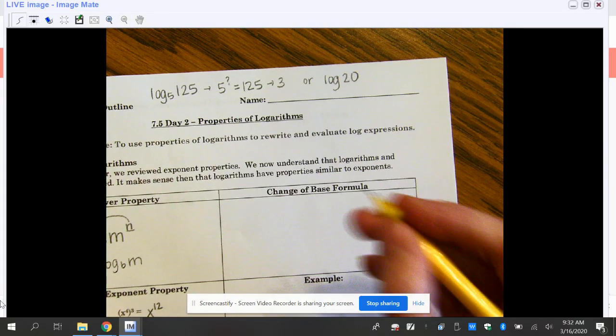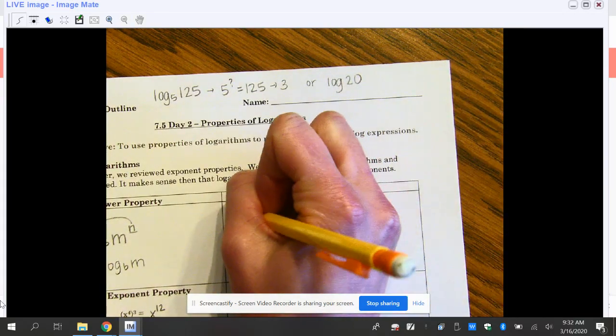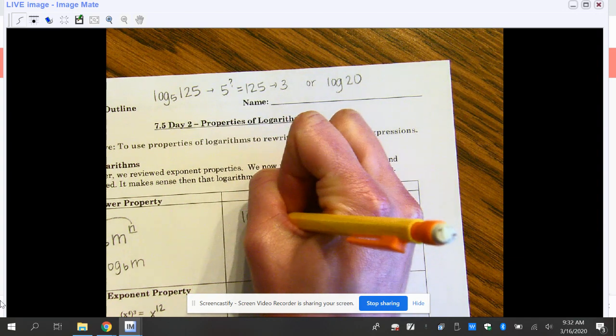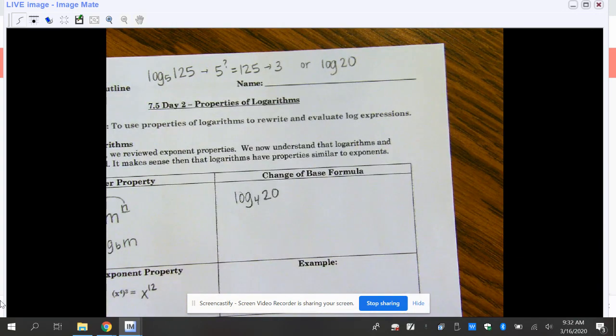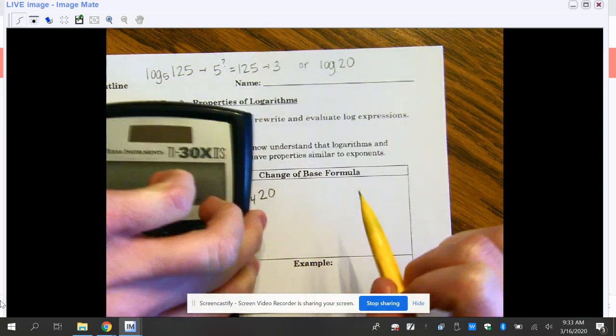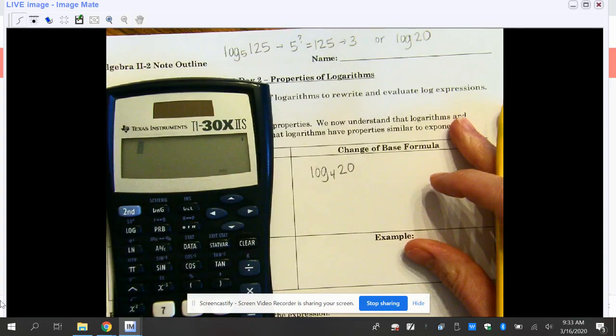Well, what if I changed that base? What if I said log base 4 of 20? Now we cannot type that into our calculator, okay? Because that is not base 10, and base 10 is the base of the common log on your calculator.